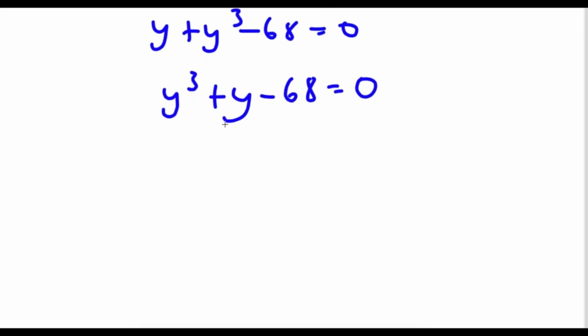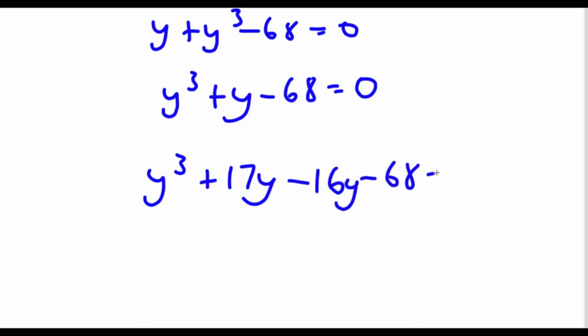Now to solve this, I'm going to first rewrite y as 17 minus 16. Now I have this minus 68 is equal to 0. Now I'm going to factor by grouping. So first, from y to the power of 3 minus 17y, I'm going to factor out y because that is the greatest common factor. So now I have y times y to the power of 3 divided by y is y squared, plus 17y divided by y is 17.